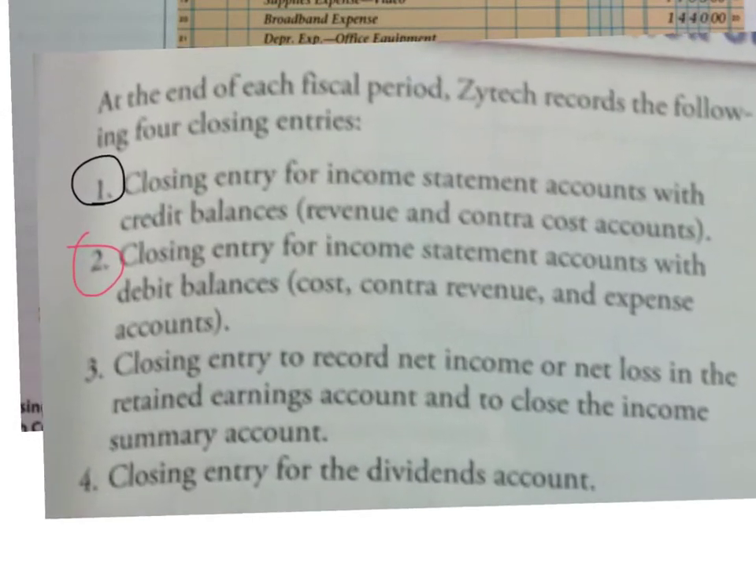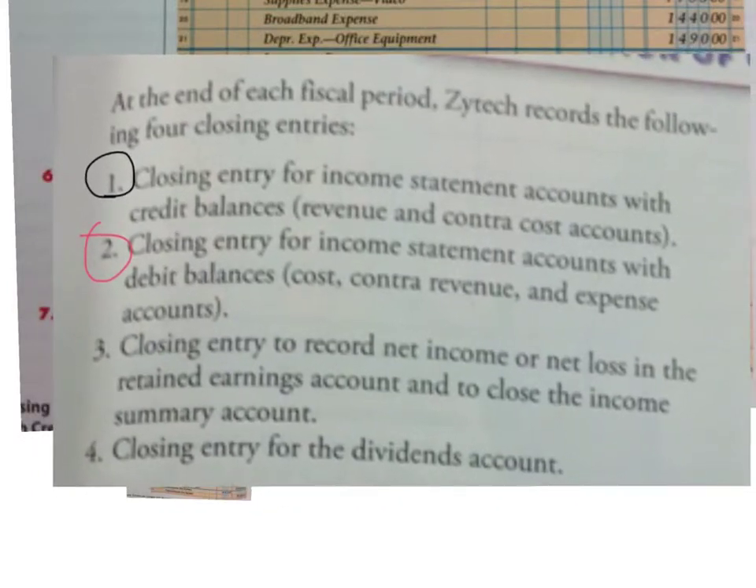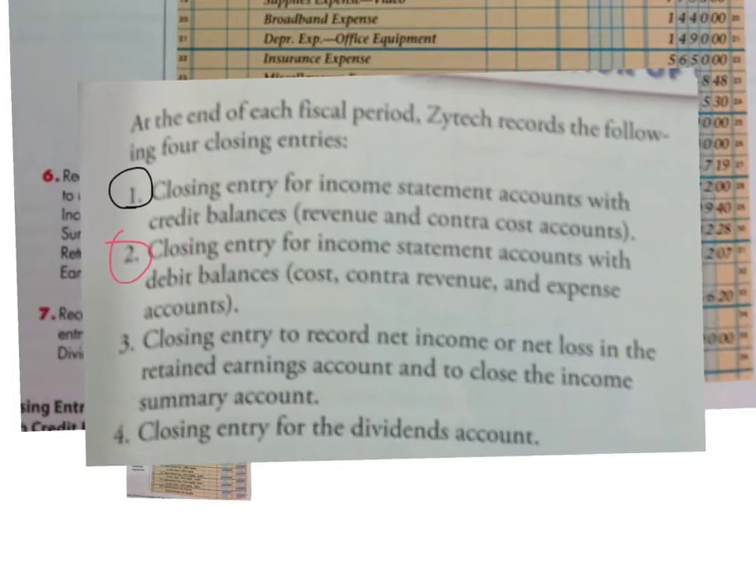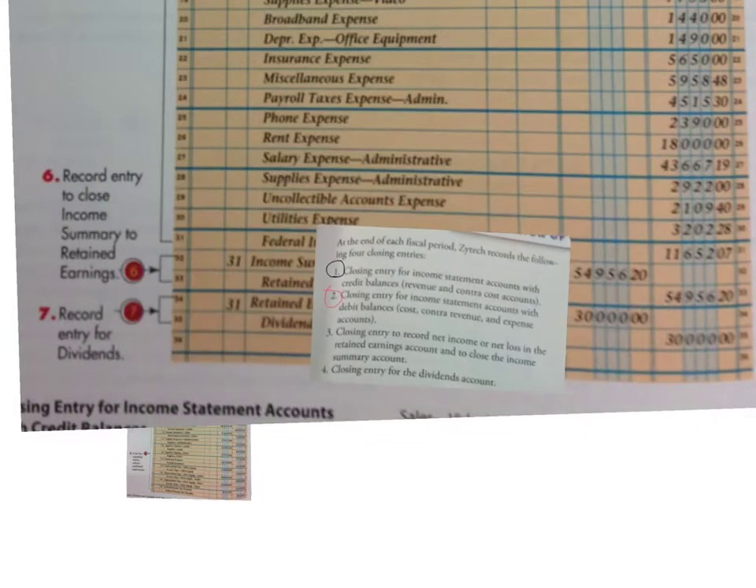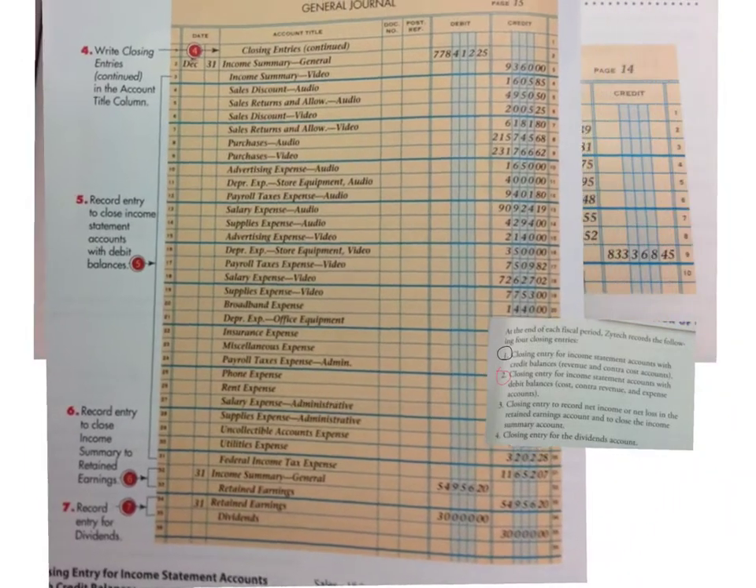So these 4 closing entries, which are on page 119, this is going to be a list that you're going to want to remember, okay? Close all the income summary accounts with credit balances. Close all the income statement accounts with credit balances. Close all the income statement accounts with debit balances. Third, you're going to record net income or net loss in the retained earnings account and closing our income summary. And fourth, you're closing the dividends account. Okay? So remember these 4, write them down, put them in your notes, whatever works for you. And then you have these examples that you can look at here in the book.